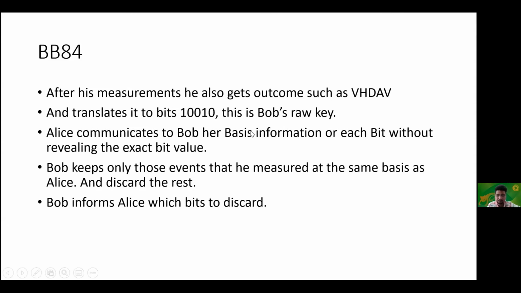So for example, here Bob has measured all his photons, and whatever basis he chose, he got the outcome V H D A V, and if he translates that, he gets his raw key, which is 10010.